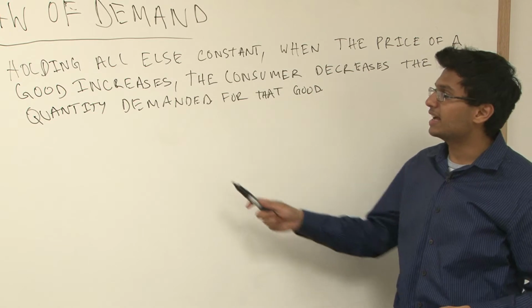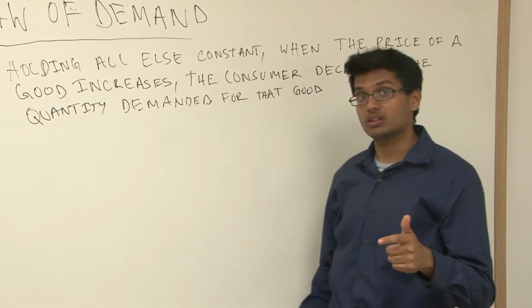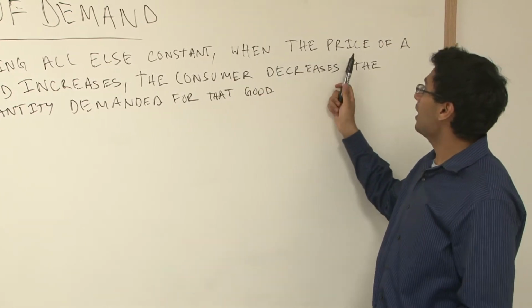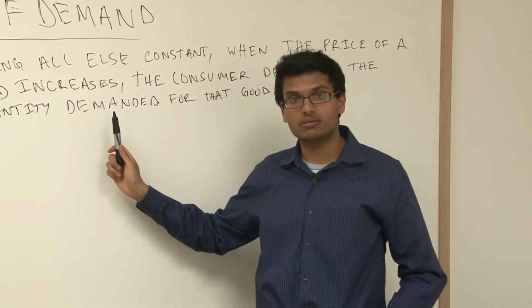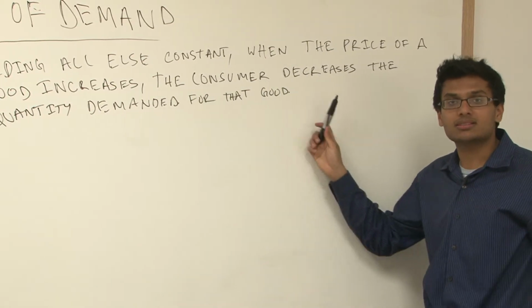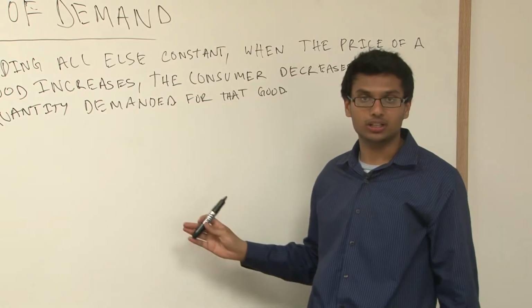So what this says is that holding all else constant, that ceteris paribus thing that we talked about, when the price of a good increases, the price of a good is going up, the consumer decreases the quantity demanded of that good, okay?